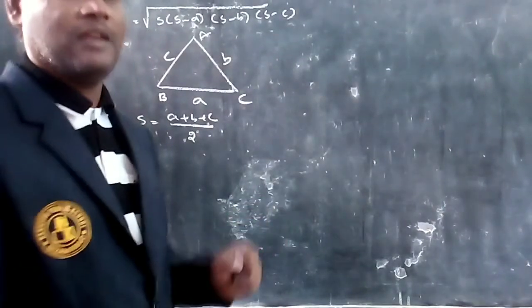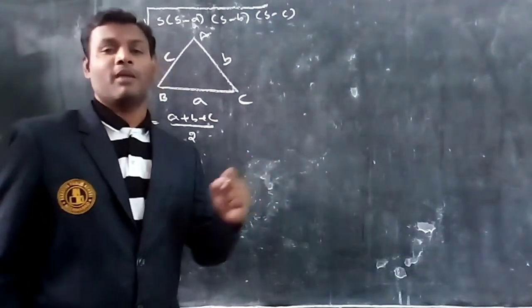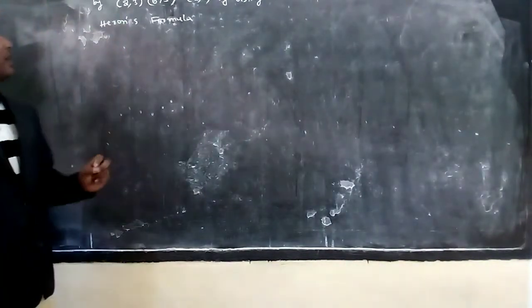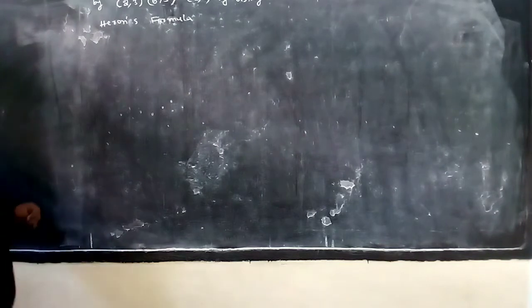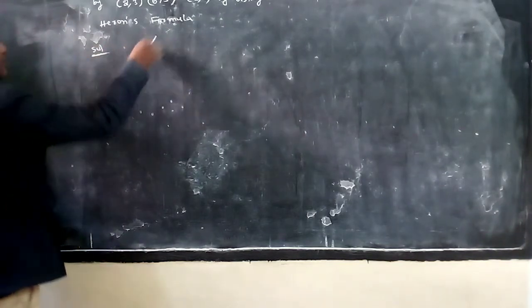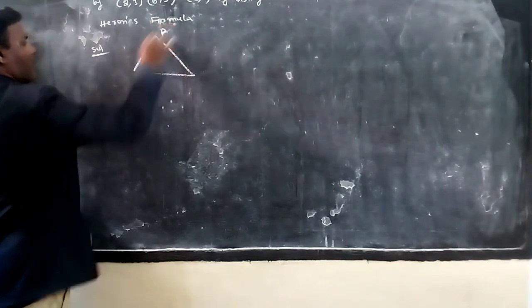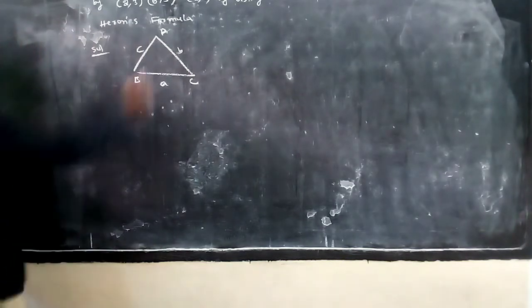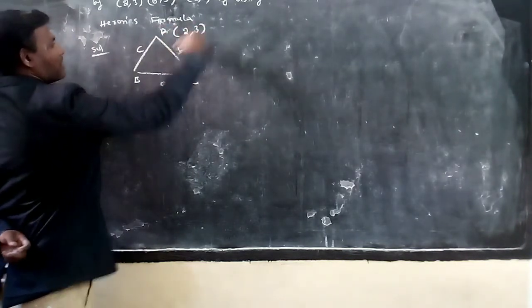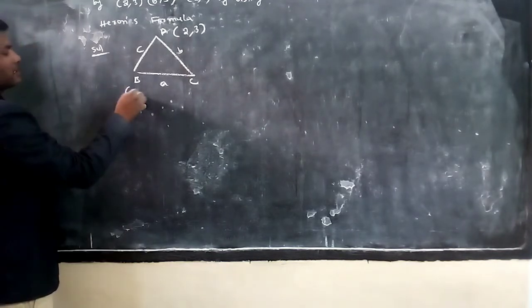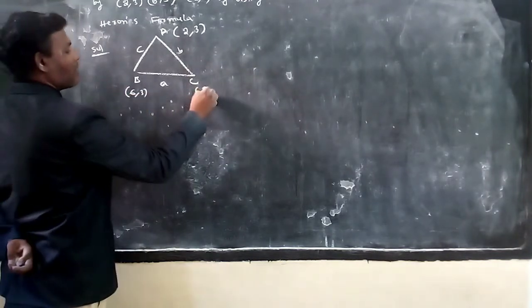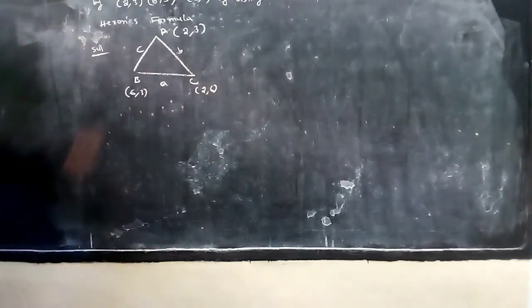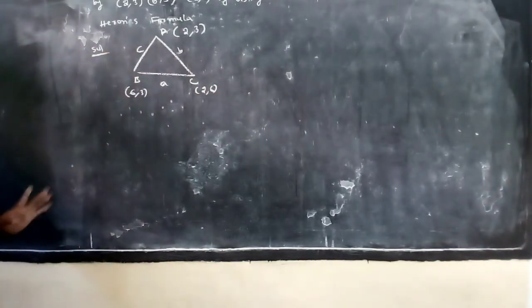So here I am going to explain one question on this formula. Find the area of the triangle formed by the vertices (2, 3), (6, 3) and (2, 6) by using Heron's formula. Solution: now take a triangle ABC. I am taking A as (2, 3), B as (6, 3), C as (2, 6). Here A, B, C are the vertices of the triangle.